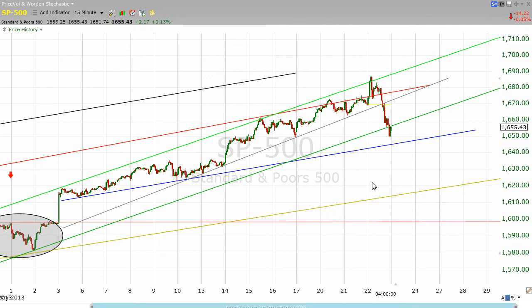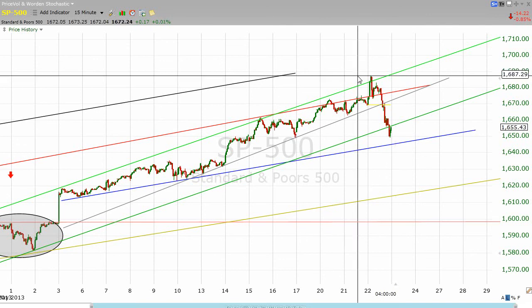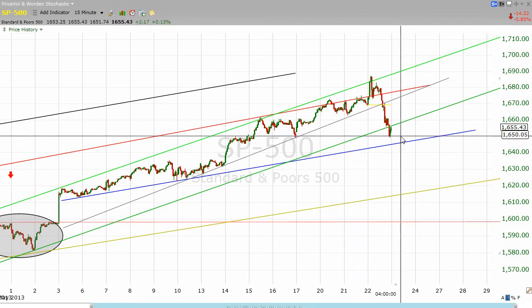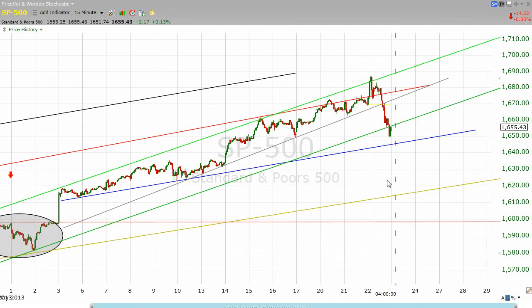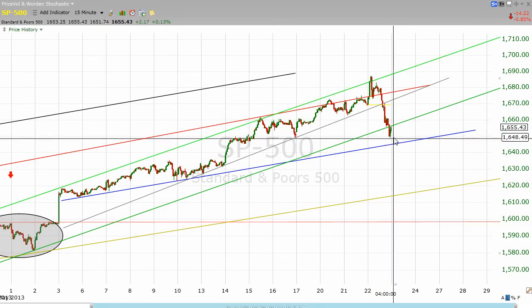So guys, clearly what we saw today was a willingness for the market to at least sell off in a short-term burst. If you look at the high today was 1687 and our low was 1649 and change. Think about that. It's a 38-point swing. That's about a 2.5% swing, isn't it? Maybe not quite that much. About a 2.25% swing from today's high to today's low.